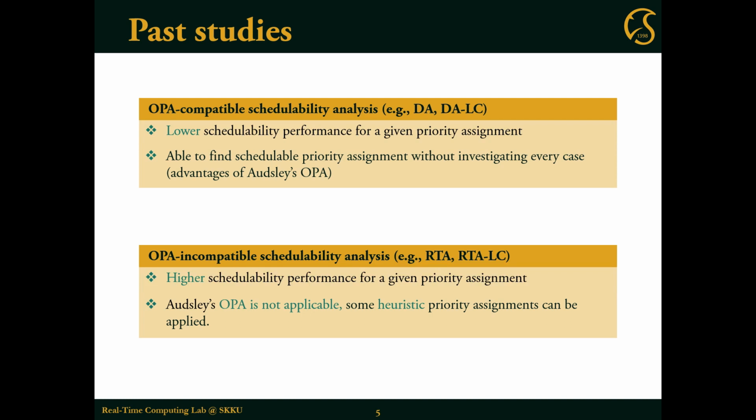These have relatively low performance, and as the naming says, can use OPA to find schedulable priority assignments without exhaustively running through cases. The other group is OPA-incompatible schedulability analysis. They have higher performance than the other group, but since OPA is not applicable, they have to depend on heuristic priority assignments to meet their goal.